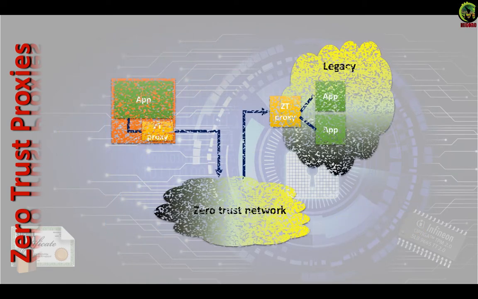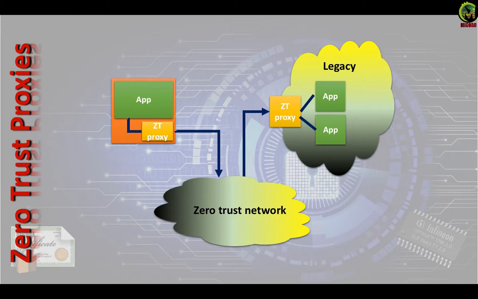In a forward proxy mode, a non-zero trust aware component needs to make a network request to another zero trust system on the network. Since the non-zero trust aware component is unable to work with the control plane to initiate the request properly, it communicates through the authentication proxy to handle that responsibility.